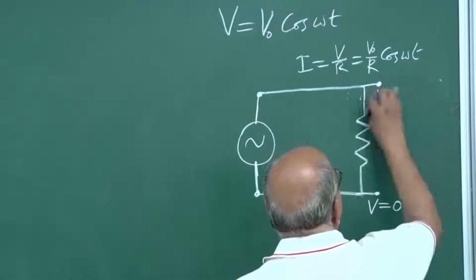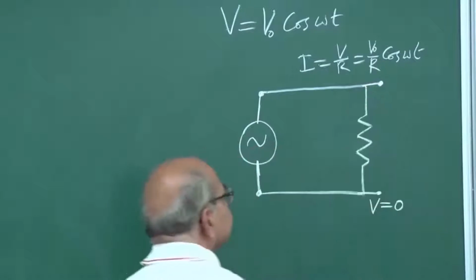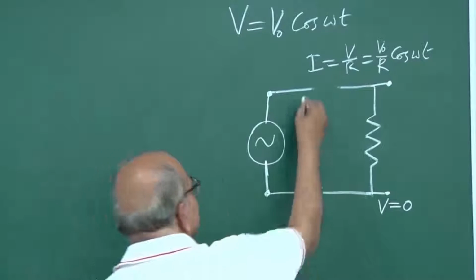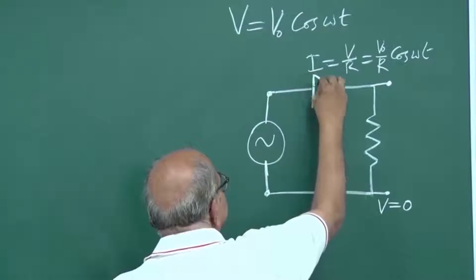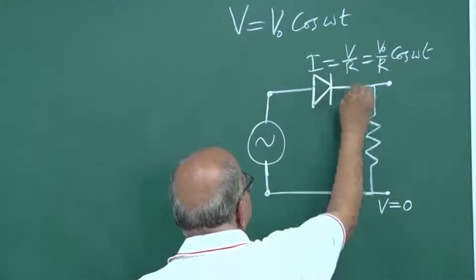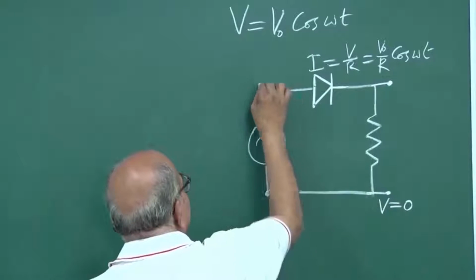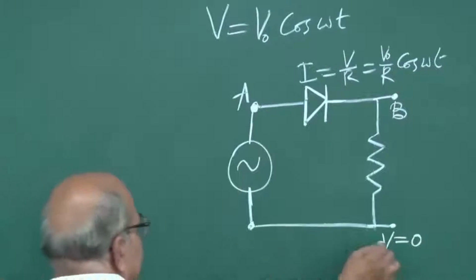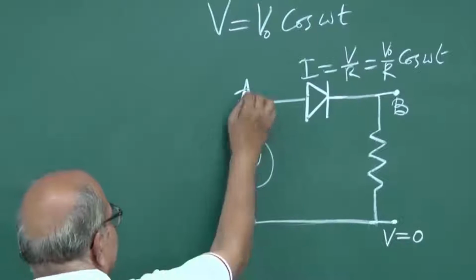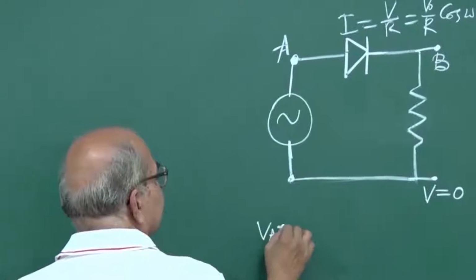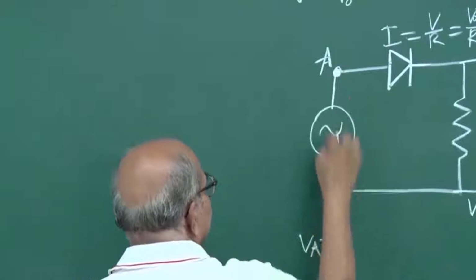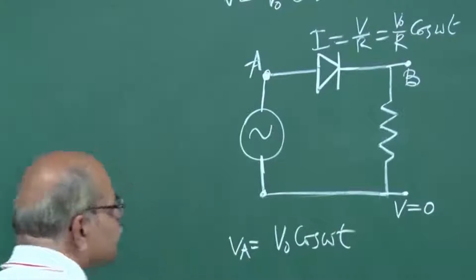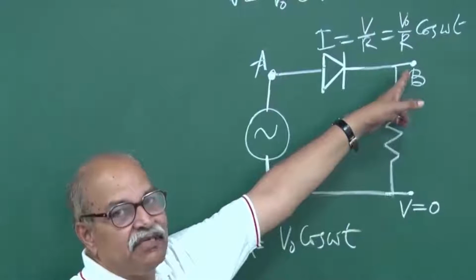Let me put just a PN junction here, and let me call this point A and this point B, and this is all 0. So what is VA, the potential at A? That will be just the potential difference of the source. So let this be V naught cos omega t, and the question is, what is VB?